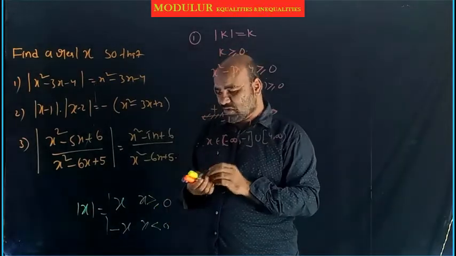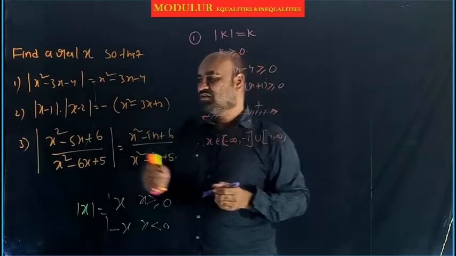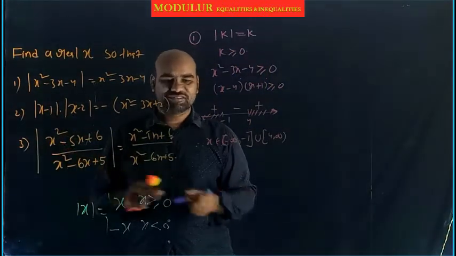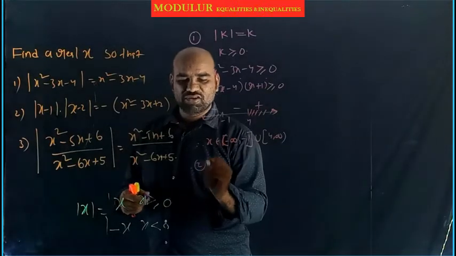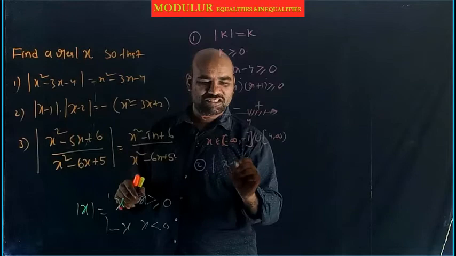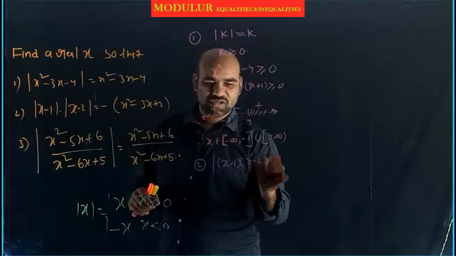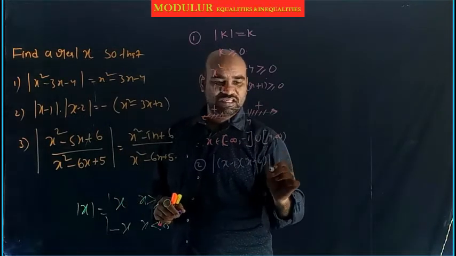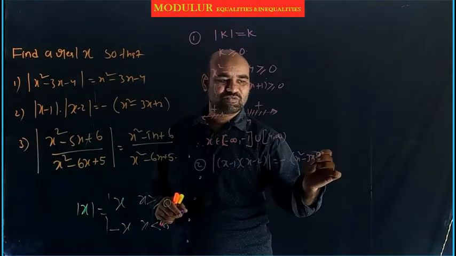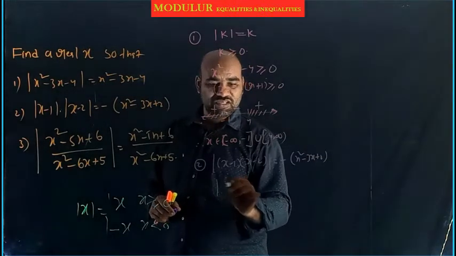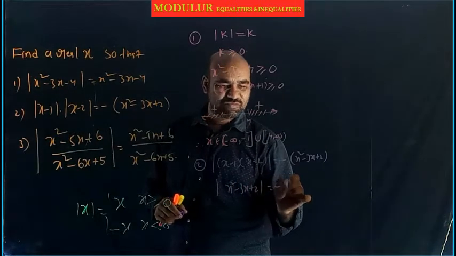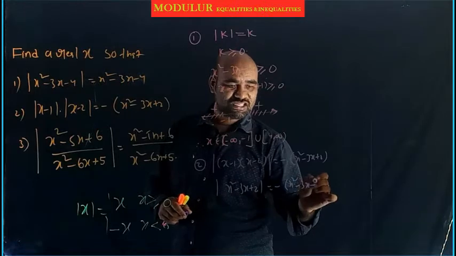The second problem is also a logical problem. Mod a into mod b is nothing but mod of ab. Mod of ab means this into this. So mod of x minus 1 into x minus 2 is given as minus of x square minus 3x plus 2. What is the meaning of this? It means x square minus 3x plus 2 equals minus times of x square minus 3x plus 2.